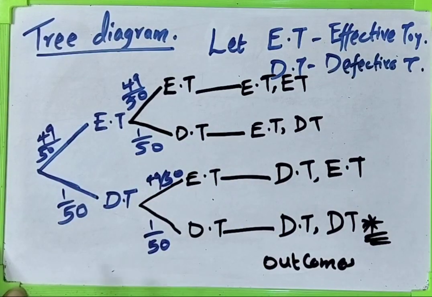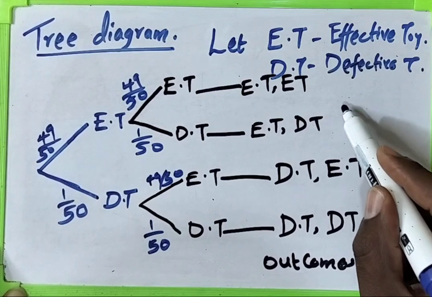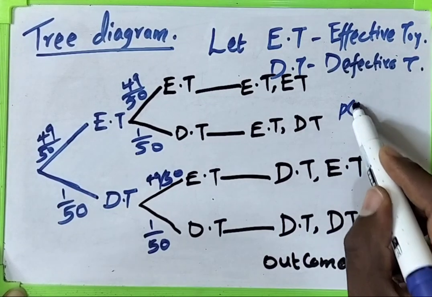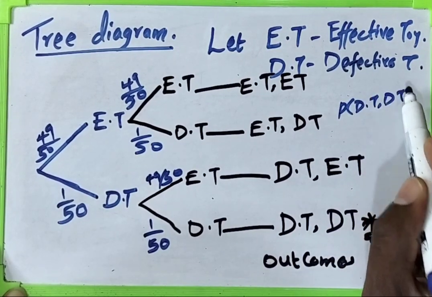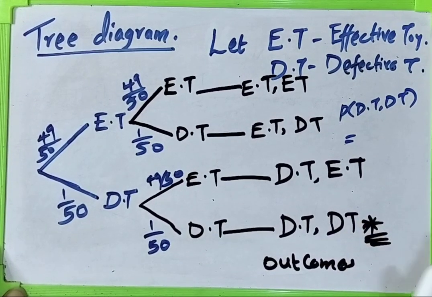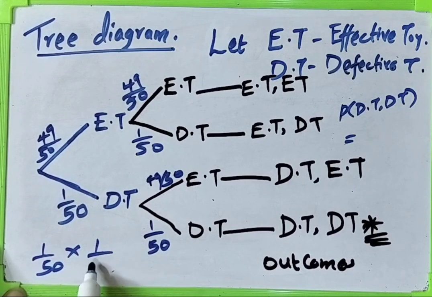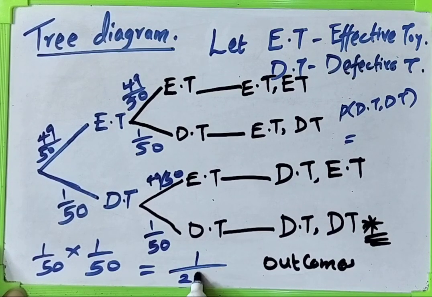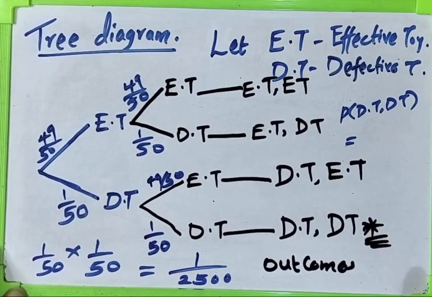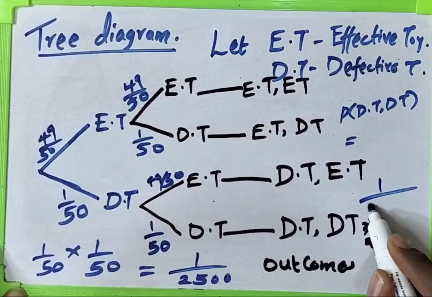Now the question wants us to write or to calculate the probability of DT, comma DT. And that is what we are seeing here. 1 over 50 times 1 over 50, which is equivalent to 1 over 50 times 50 is 2500. So our answer for the probability of picking 2 defective toys in the first and second picking is going to be 1 over 2500.